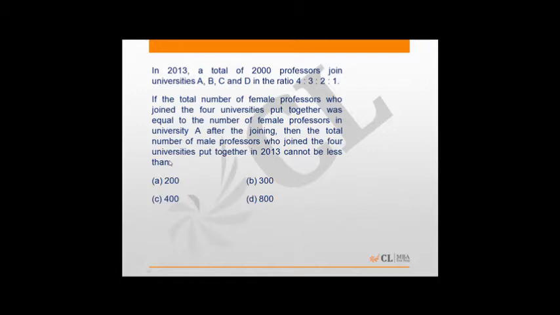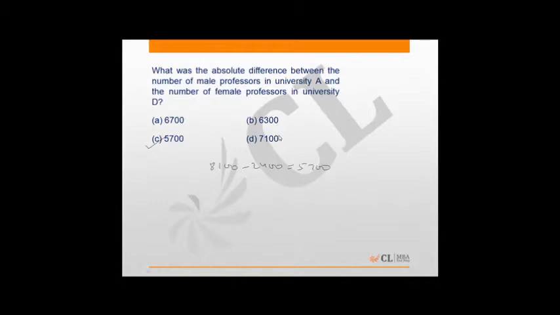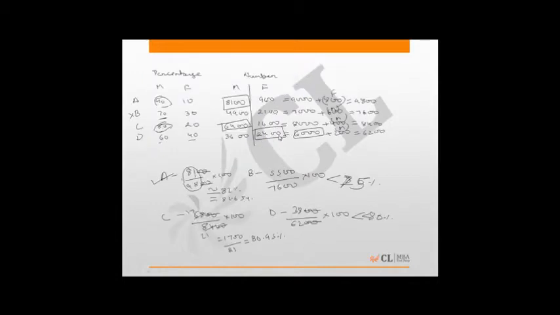Now next it says that if the total number of female professors who joined the 4 universities put together was equal to the number of female professors in University A after the joining. After the joining is a keyword here. One should not forget this because this will change your answer. Then the total number of male professors who joined the 4 universities put together in 2013 cannot be less than.